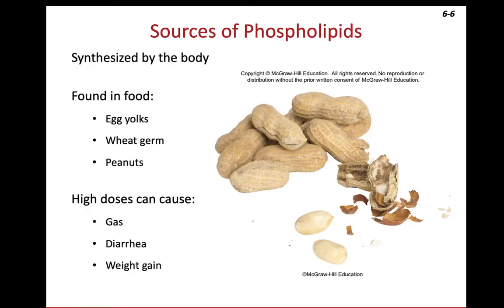Now, if we look at good sources, we do produce our own phospholipids, but if we look at where they might be found in foods, we've used egg yolks as an example. Imagine for some typical recipes, you have to separate egg whites from egg yolks, and that's where you're really looking for an emulsifier when you have the egg yolks. Wheat germ and peanuts are other really good sources of phospholipids. If you consume high quantities of phospholipids, they can result in a couple of uncomfortable symptoms: gas, diarrhea, and weight gain.